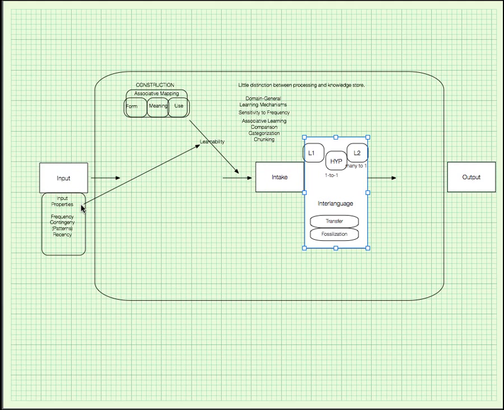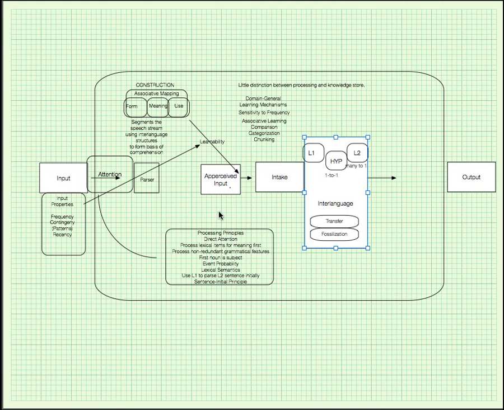And learnability is determined partly due to the limitations of our innate processing and learning mechanisms. So these learning mechanisms are innate, and attention is also innate, and parsing is just something that is innate as well.